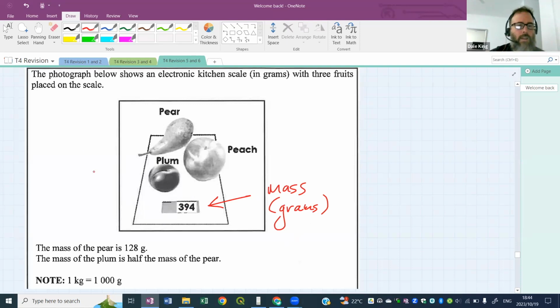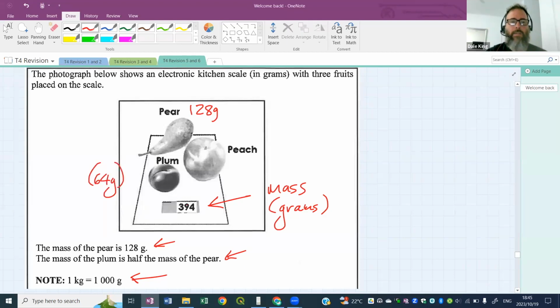Then at the bottom here, important information, do not ignore this. They say the mass of the pear is 128. I'm going to write it up here just so we can see it. And the mass of the plum is half the mass of the pear. You could go and work it out now, but just remember that. And note here at the bottom, 1 kilogram is 1,000 grams. I'm sure you guys knew that, but there it is anyway. A metric conversion. Keon, yeah, it's 64. Let's put that in brackets here.